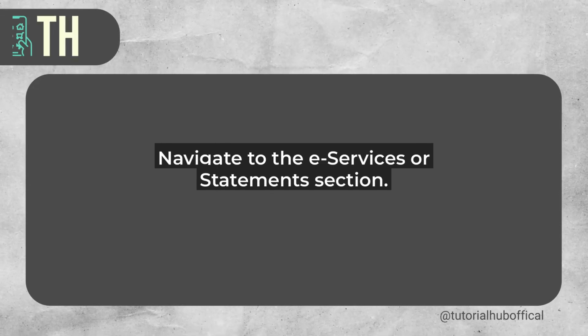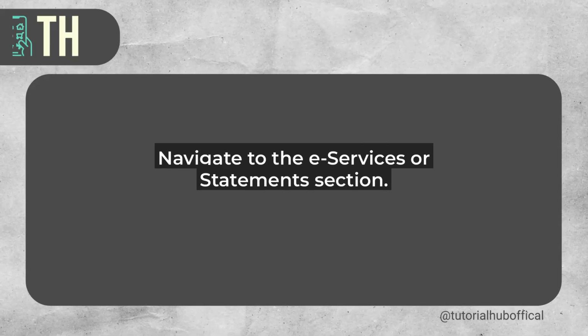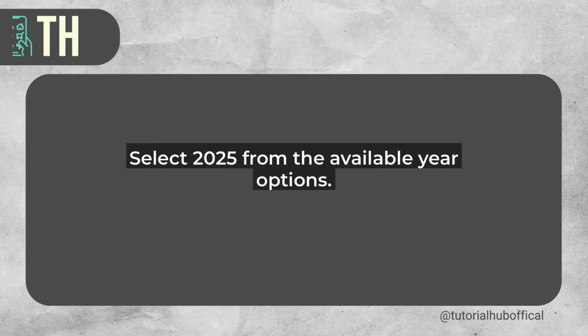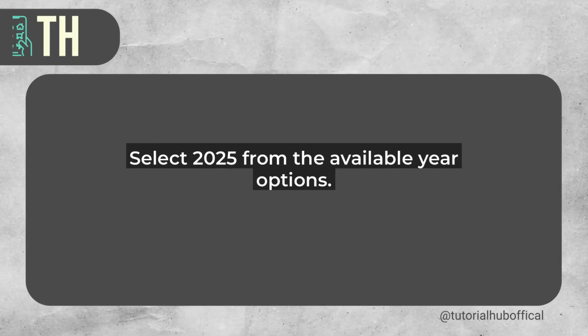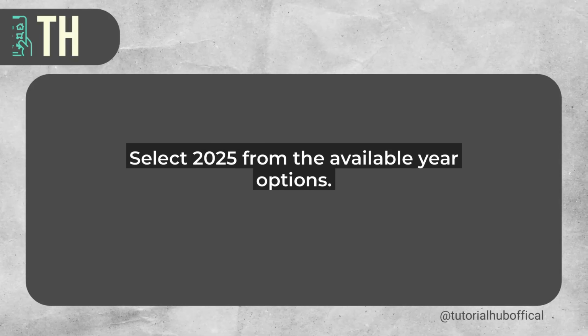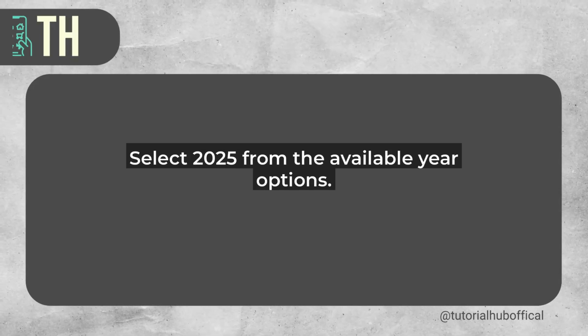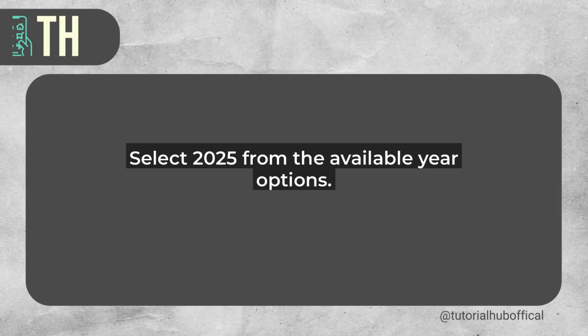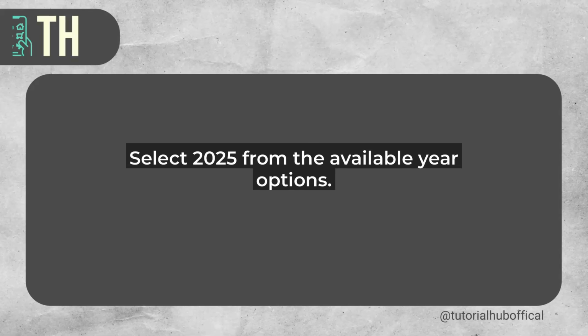Now, select the year 2025 from the drop-down menu or filter options. Depending on your account, you might need to choose your account type, like savings or credit card, before proceeding. After selecting 2025, your e-statement should pop up on screen.